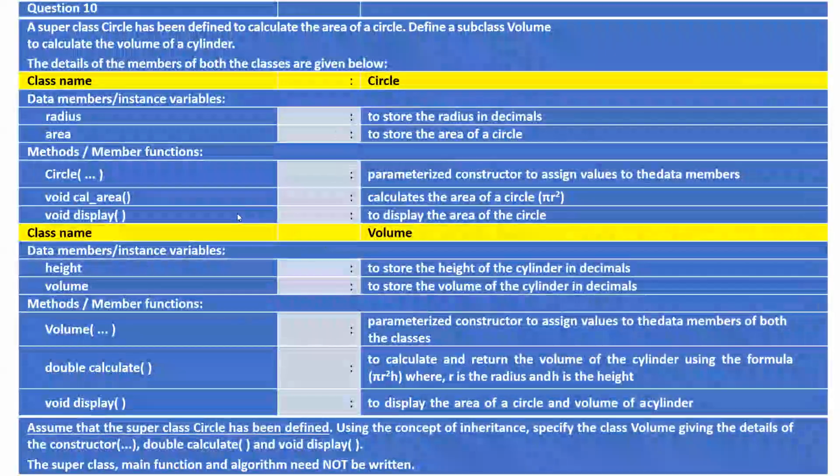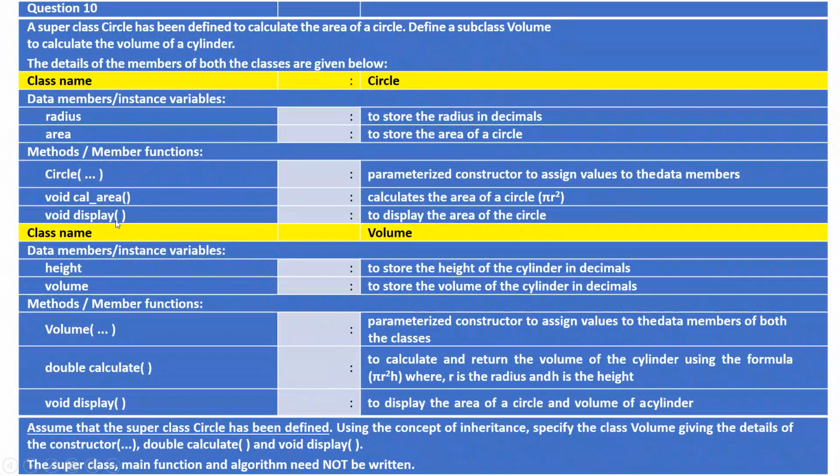Next question is an inheritance question. Here also two classes you can see, one is the base class and another is the child class. But the student has to write only the child class, not the base class, and not even the main method is required. But I have done both the classes for your reference. So what is there in the base class? Circle, radius and area data members, parameterized constructor, calc area, display.